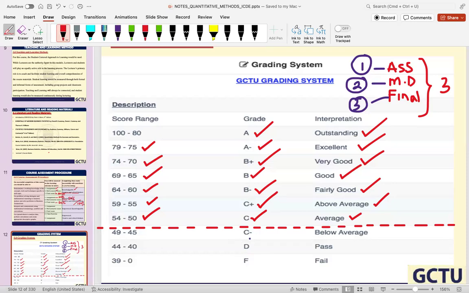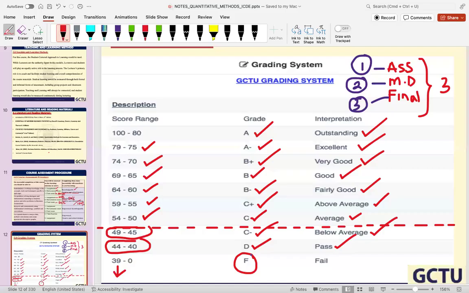Even though when you have between 45 and 49, you haven't failed. You have passed. It is below average, but you have passed. Again, if you score between 44 to 40, that is also not a failure. You have recorded D, and that is a pass. But the moment you get 39 and below, it's a straight F.